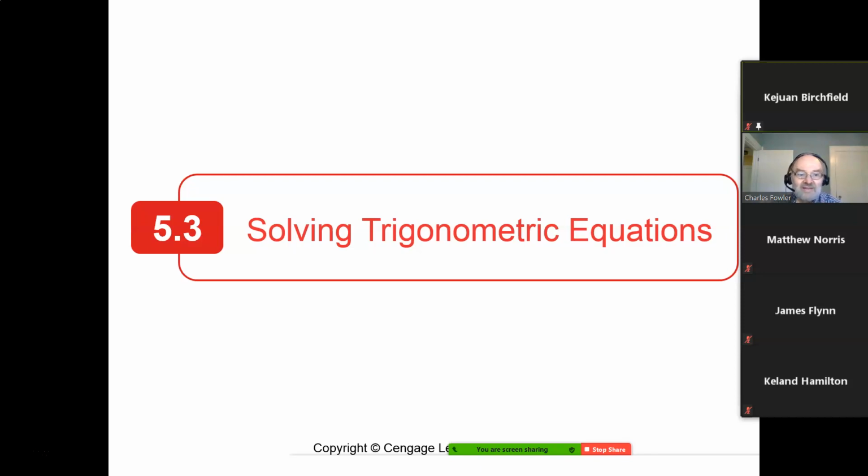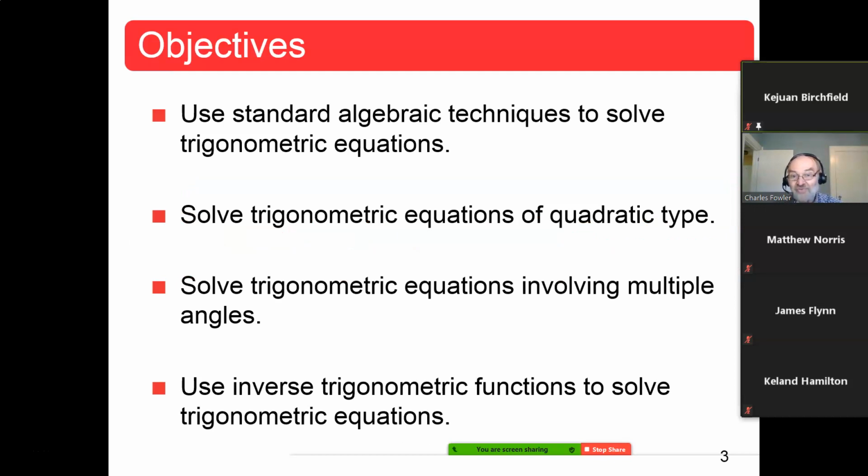Now, if you want to get the connection here, you use your trig identities to set up to solve trig equations. The objectives here are to use the standard algebraic techniques to solve trigonometric equations. I'll explain what they mean by that in just a bit. Solve trigonometric equations of the quadratic type. Solve trigonometric equations involving multiple angles. We'll talk about what they mean by that, and we'll use inverse trigonometric functions to solve trigonometric equations.